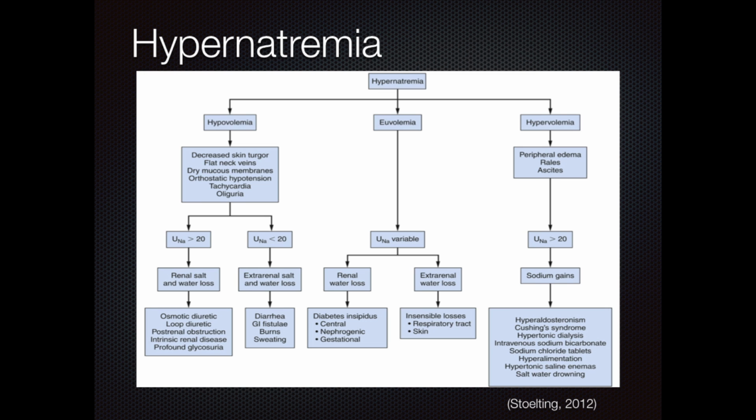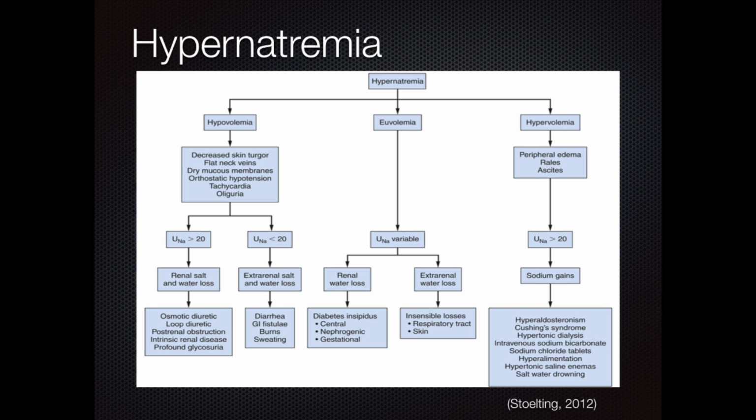But when it does occur, it can be present during states of low, normal, or excessive total body water. Hypovolemic hypernatremia can be present with renal issues such as osmotic diuretics, loop diuretics, post-renal obstruction, intrinsic renal disease, and profound glycosuria. It can also occur due to extrarenal issues such as diarrhea, GI fistulae, burns, and sweating.